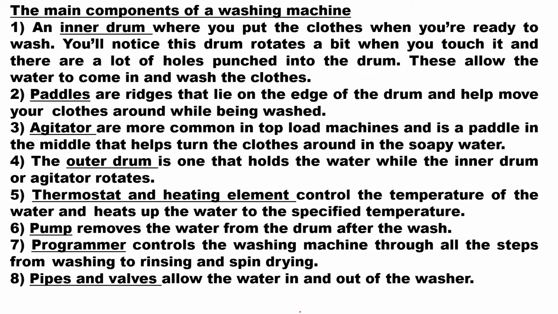Then we'll go to see what are the main components of a washing machine. Whenever you are having a washing machine, what are the main parts of it? The first main part is an inner drum, where you put the clothes. There is an outer drum also where there is water filled, but in the inner drum you are going to put the clothes when you are ready to wash. You will notice that this drum rotates a bit when you touch it, and there are a lot of holes punched into the drum. This allows the water to come in and wash the clothes. So this is the first part, the inner drum.